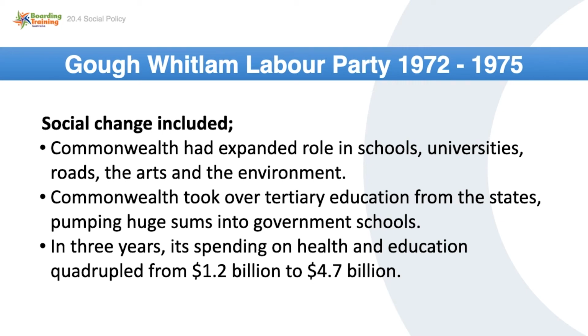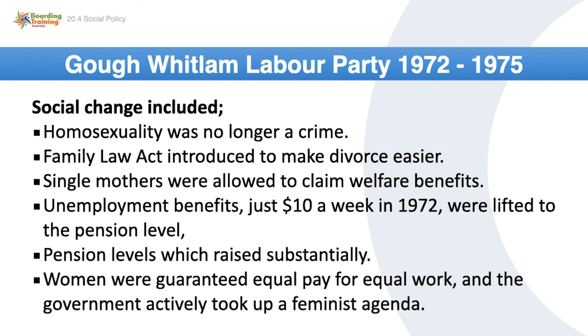The Commonwealth had an expanded role in schools, universities, roads, arts and the environment. They took tertiary education back from the states, and they pumped huge sums of money into government schools. In 3 years, the spending on health and education quadrupled from 1.2 billion to 4.7 billion, which is pretty amazing.